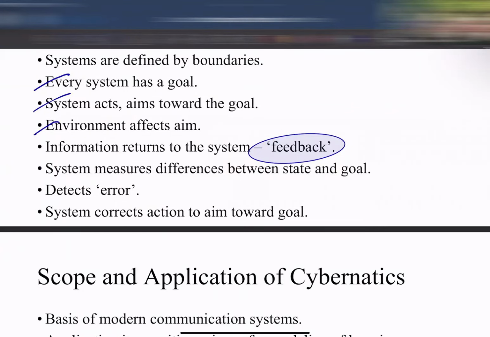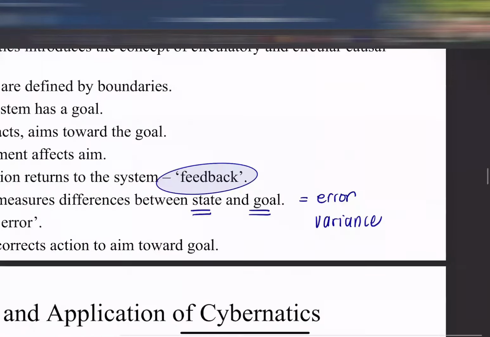And then class, your system measures the differences between the state and the goal. The difference between the state and the goal is referred to as your error. In other terms, it's also referred to as your variance. Ano pong ibig sabihin? Halimbawa, if I'm making juice in my company, and naset ko yung juice na 200 ml. Class, may sineset pong standard yung nasa companies, baka po sabihin niya that 198 ml going towards 202 ml is still considered to be accurate.